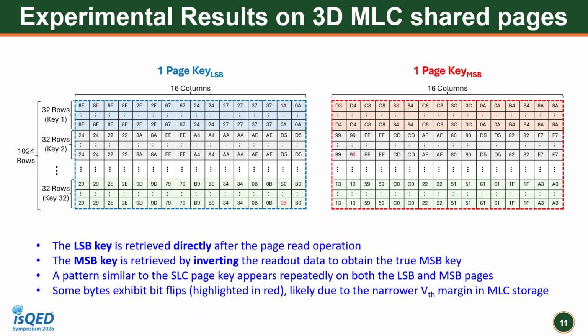interfere with the descrambling process, because if you take a look at the overall trend, you can still see the true keys. For example, in the MSB page key, the first byte is D3 and the second byte is D4. But if you look at the second row and the third row, the repeated pattern, you can still see the overall correct key of the LSB page and MSB page.